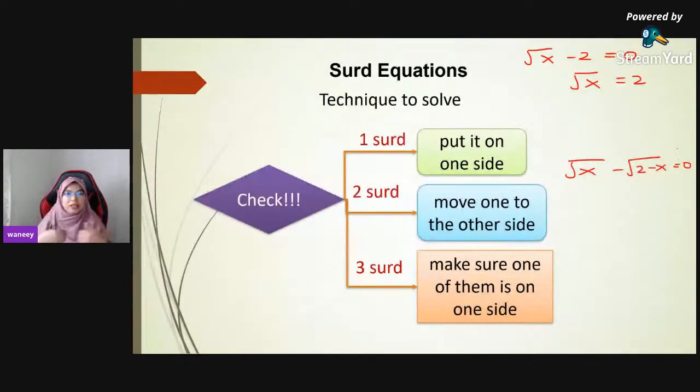Then it will be easier for us to separate the set, one on the left hand side and one on the right hand side. So set of x equal to set of 2 minus x. Then we can square both sides. If we have three sets, make sure one of them is on one side. So that means if you have set x plus set 2x minus set 3x equal to 0.